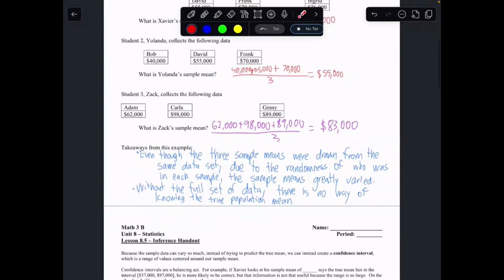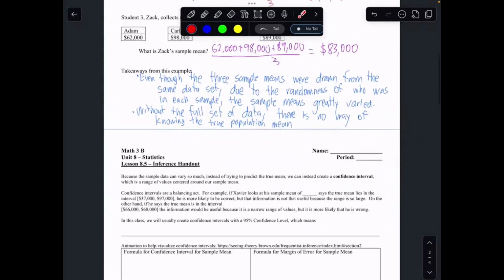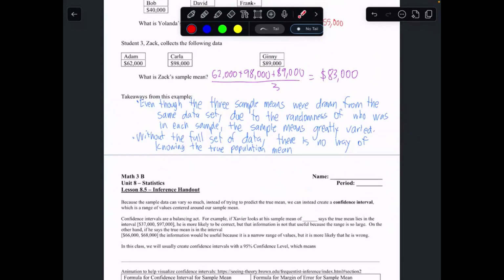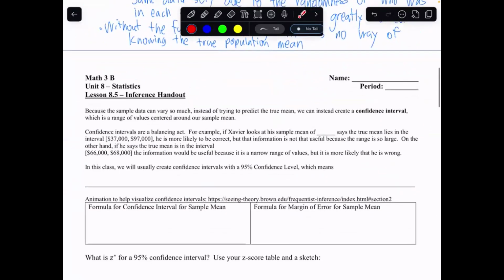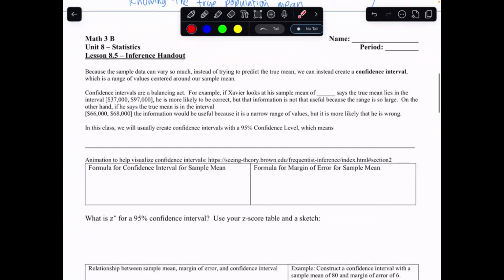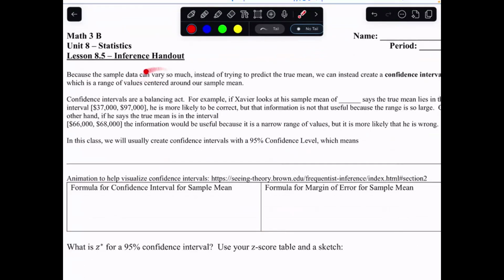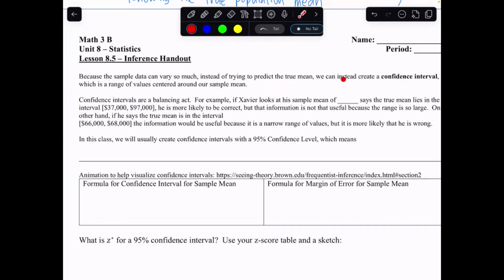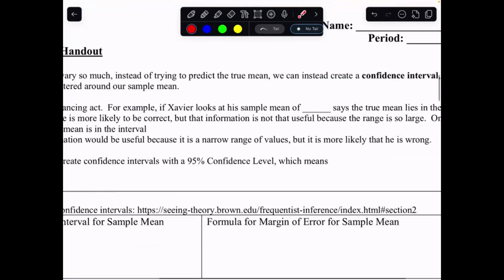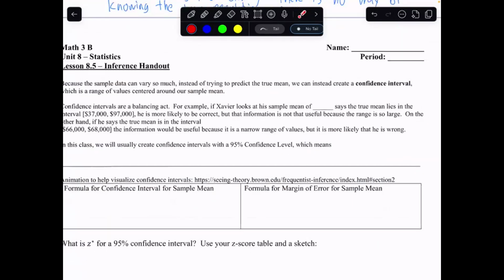All right. So how do we deal with the fact that we can never be completely certain about the answer? Let's turn to the second page. As we saw from that previous example, because sample data can vary so much, instead of trying to predict the true population mean, we instead create what's called a confidence interval. We've used the word interval before in math. So it's not a single value, it's a range of values.